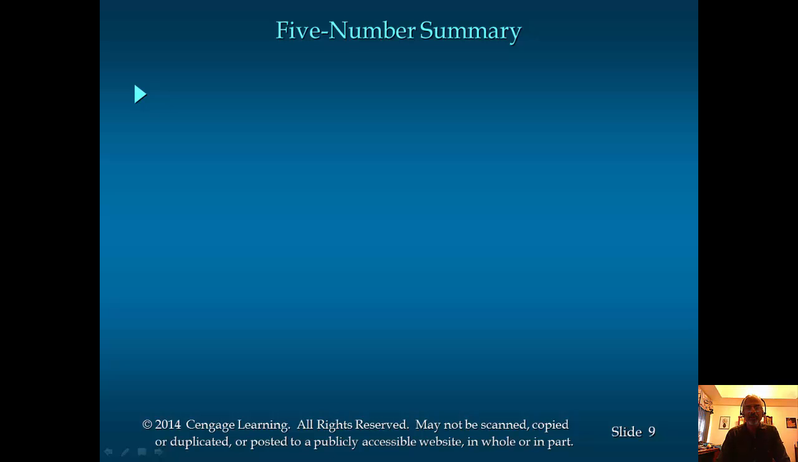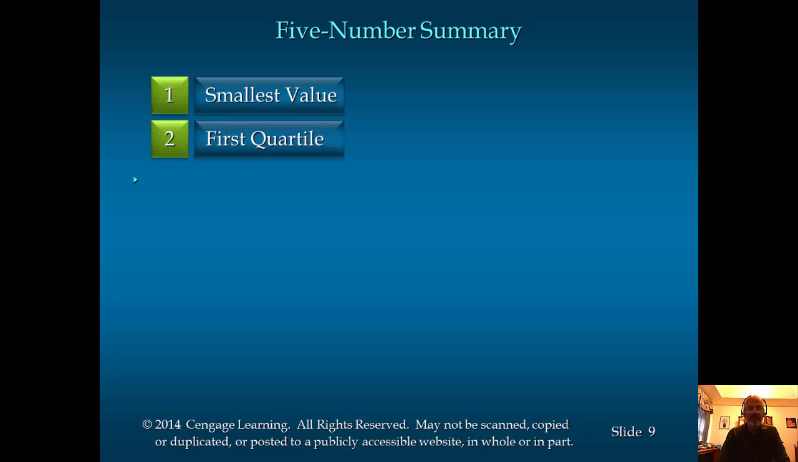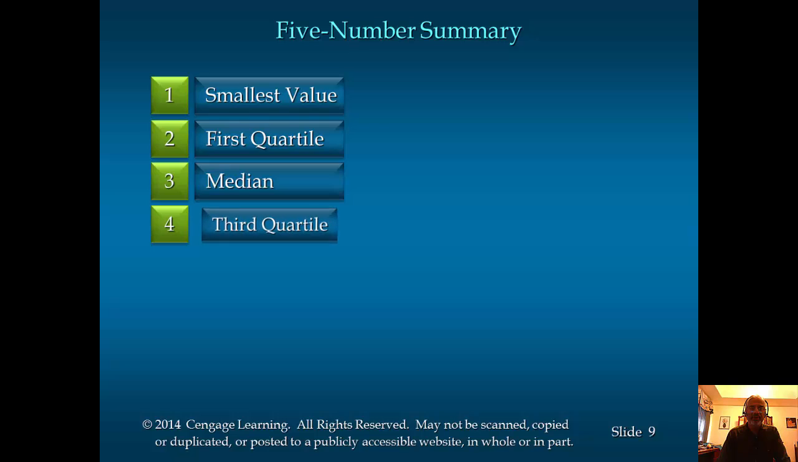Now let's look at the 5-number summary. The first number is the smallest value. The second is first quartile, Q sub 1. The third one is the median, Q sub 2. Fourth one is Q sub 3, and then the largest value of the data set.